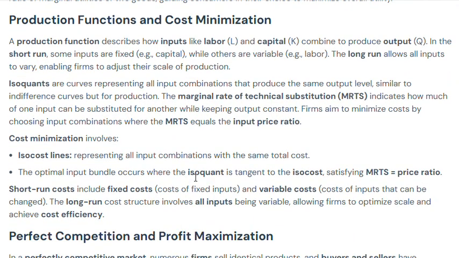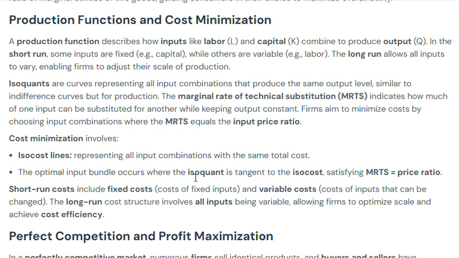The production function and cost minimization. A production function describes how inputs like labor and capital combine to produce output. In the short run, some inputs are fixed, for example capital, while others are variable, for example labor. The long run allows all inputs to vary, enabling firms to adjust their scale of production.